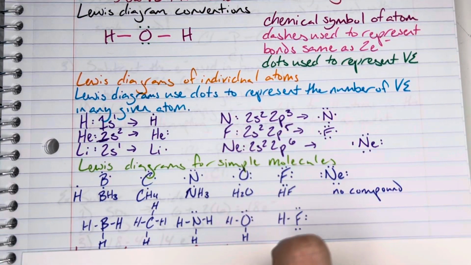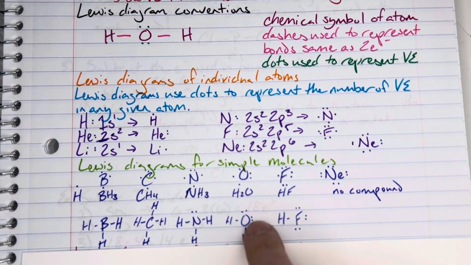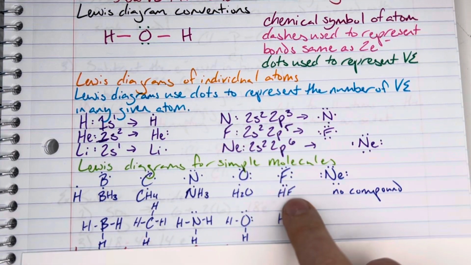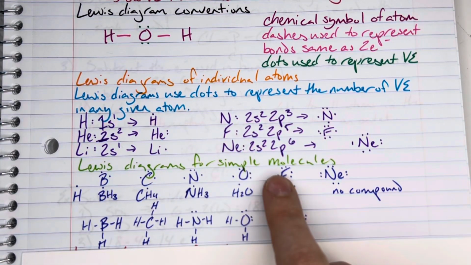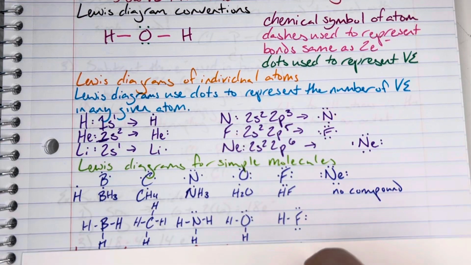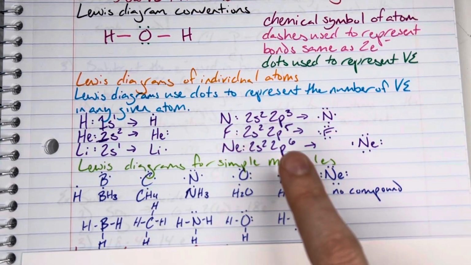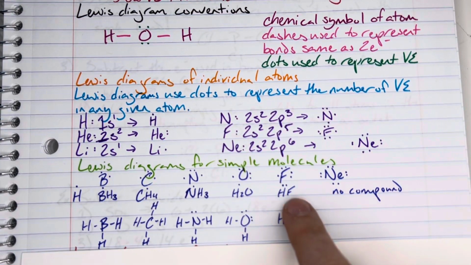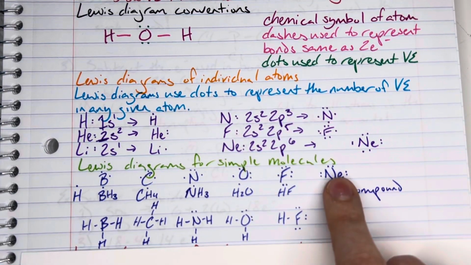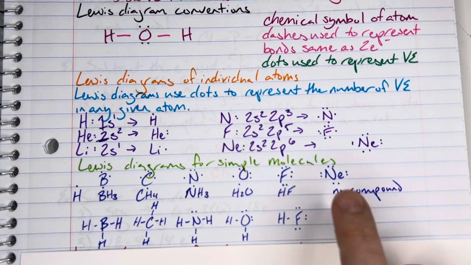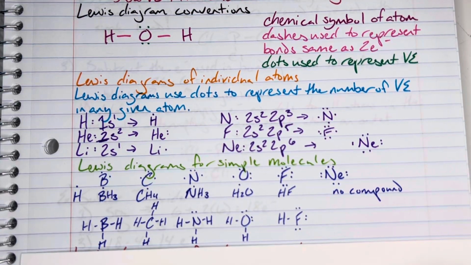Oxygen, we had 2 lone pairs, 2 lonely electrons, so we end up with 2 lone pairs and 2 single bonds. Hydrogen and fluorine, hydrogen has 1 lonely electron, fluorine has 1 lonely electron, so we have 1 single bond here, and then fluorine had 3 lone pairs, so in our final form, we will also have 3 lone pairs. And then neon is a noble gas, and so no compound would be formed.